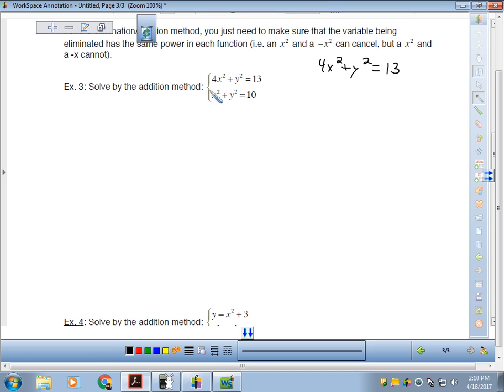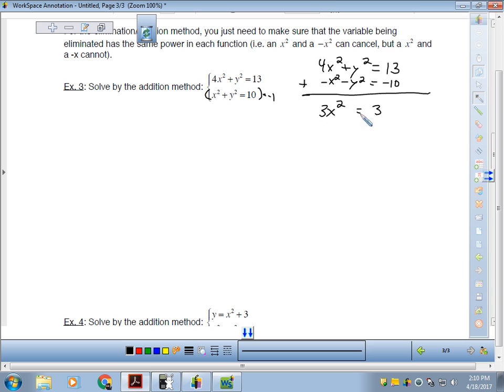So I'm just going to take it and multiply it by -1. So -1 times x squared is -x squared. -1 times y squared is -y squared. And -1 times 10 is -10. And then I'll add these together. So 4x squared plus -x squared gives us 3x squared. Y squared plus -y squared, those cancel out. And then 13 plus -10 gives us 3.